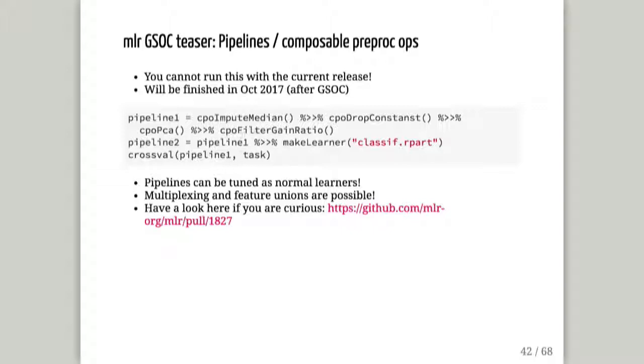Hope you can read this. If not, there's also a little pull request that has in the title CPO, and CPO is for composable pre-processing operations. Maybe a nicer term would be efficient, beautiful pipelining. And you can see here, with this new system, you cannot do this currently with MLR, only hopefully after GSOC, you can say, create a pipe where I'm doing median imputation first, then I'm dropping every constant column in my data set, then I'm doing a PCA, and then I'm doing feature filtering with gain ratio.